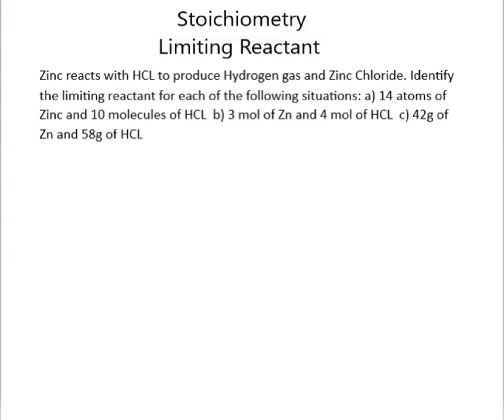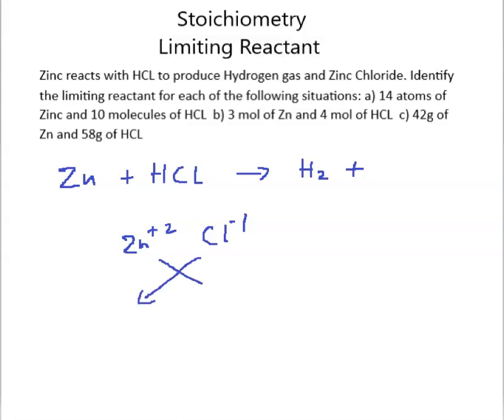So let's start by writing a balanced chemical equation. Zinc plus HCl gives us hydrogen gas, and zinc chloride. While zinc is +2, chlorine is -1 charge. So if you combine them, it should be zinc 1 and Cl2.